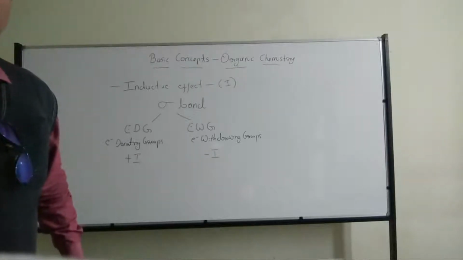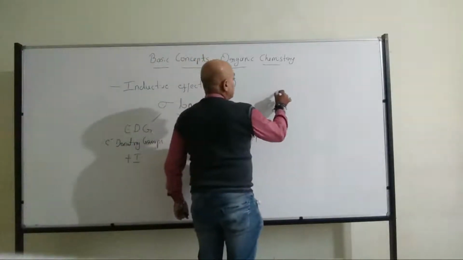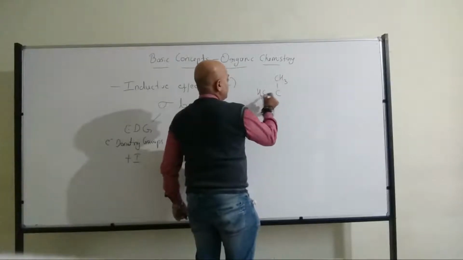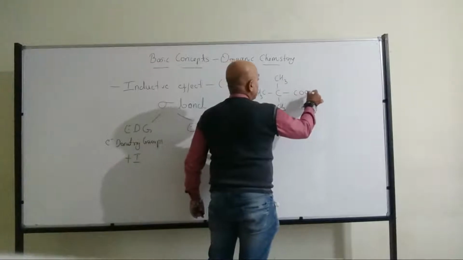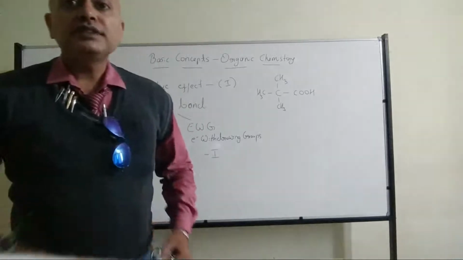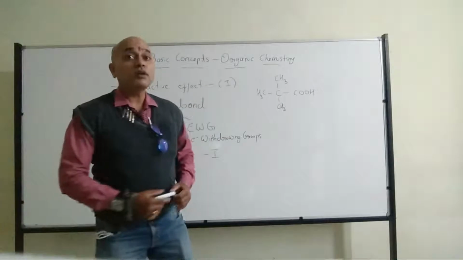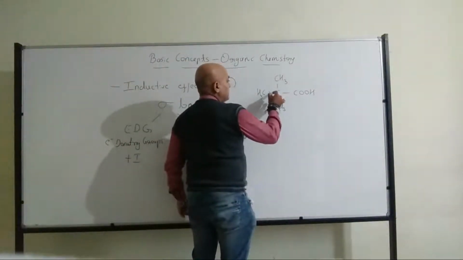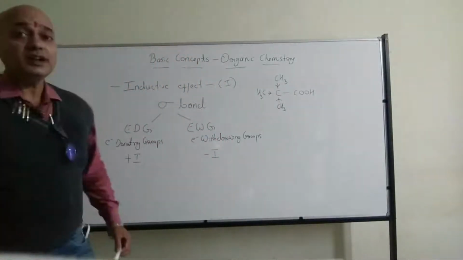Now, when I'm talking about positive inductive effect, that's where I have taken the example. Can anyone remember? I have taken the example where three methyl groups are attached to the carbon which is next to the carboxyl carbon. What is the specialty of this methyl group? They are electron donating groups.